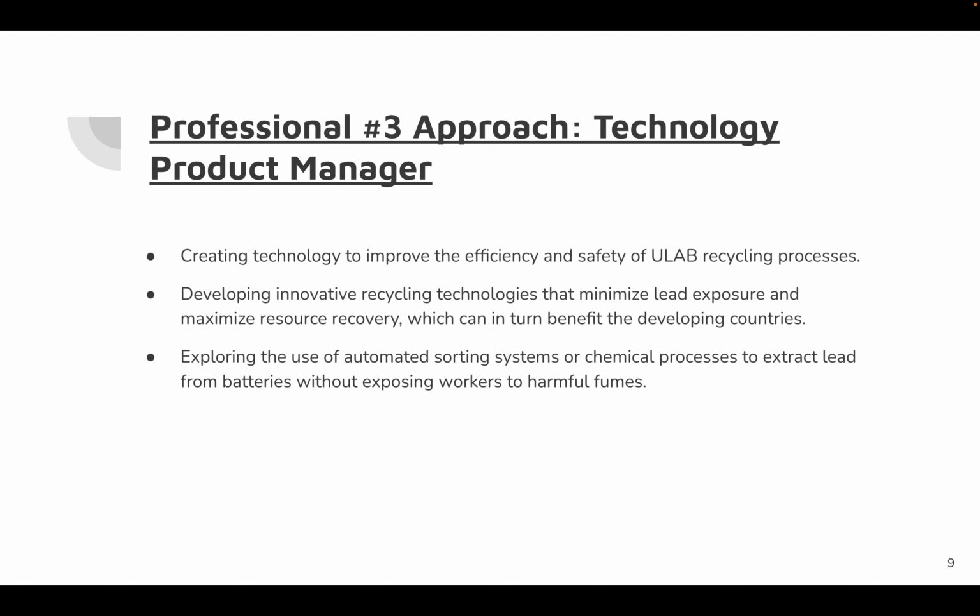For my professional number 3, I spoke to my boyfriend, who is a technology product manager. He proposed that we could create technology to improve the efficiency and safety of ULAB recycling processes. He also said that developing innovative recycling technologies that minimize lead exposure and maximize resource recovery can in turn benefit these developing countries that utilize the lead for their own profit. Lastly, he said exploring the use of automated sorting systems or chemical processes to extract lead from batteries without exposing workers to harmful fumes could be very useful to ensure safety.